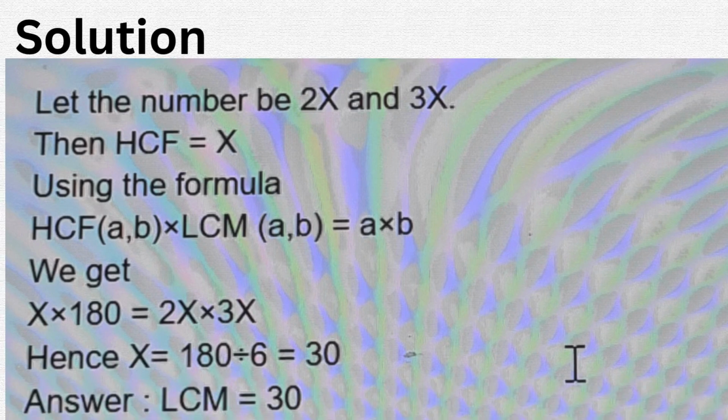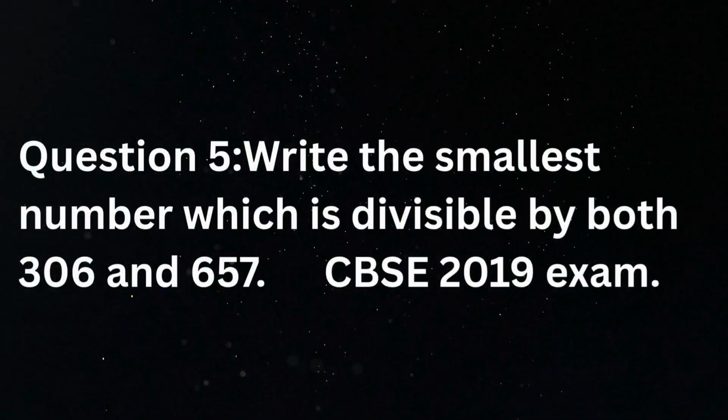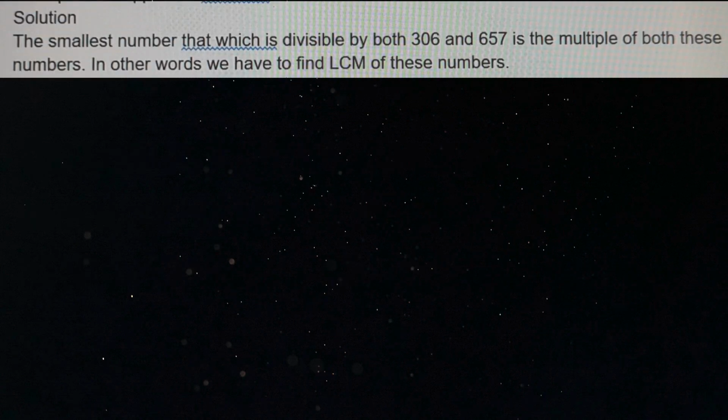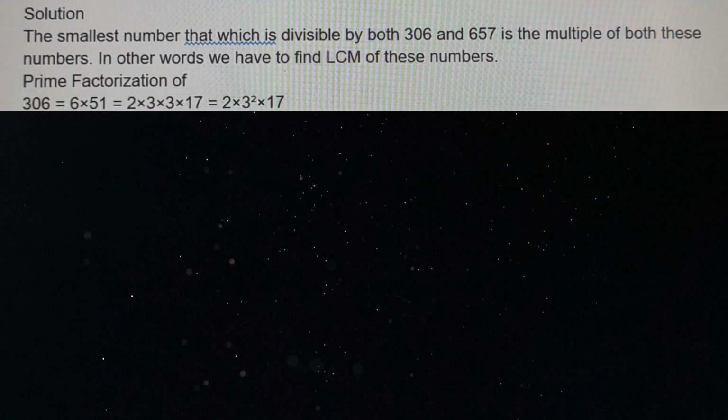Answer, HCF equals 30. Question 5, write the smallest number which is divisible by both 306 and 657. This question appeared in CBSE 2019 exam. Solution. The smallest number which is divisible by both 306 and 657 is the multiple of both these numbers. In other words, we have to find LCM of these numbers. Prime factorization of 306 is equal to 6 times 51 equals 2 times 3 times 3 times 17 equals 2 times 3 superscript 2 times 17.